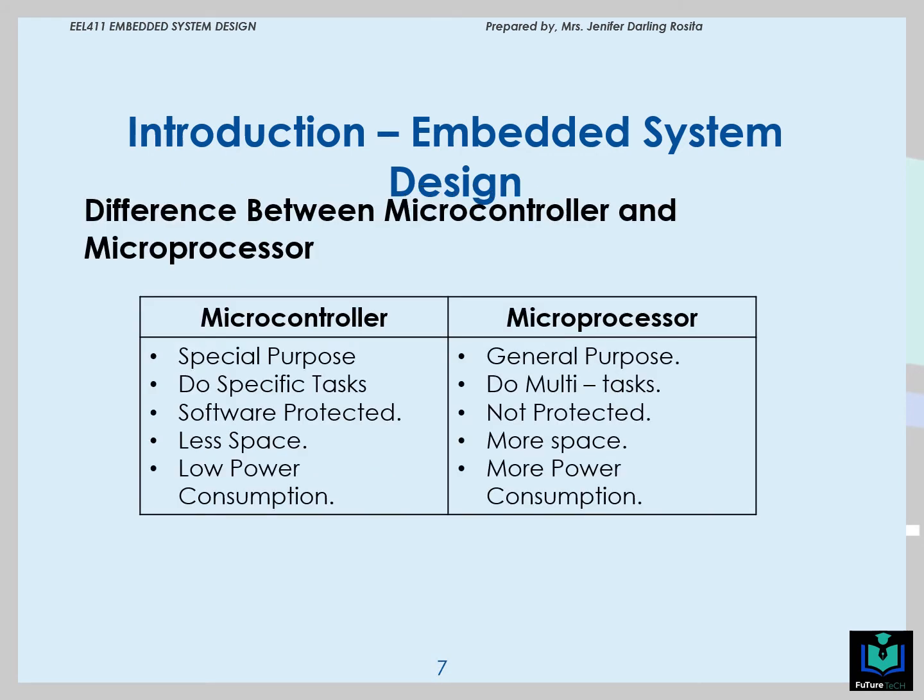Now, as I said in the beginning, there is a difference between a microcontroller and a microprocessor. What is the difference? A microcontroller is the master of the embedded system, and it is the master of controlling all the components. And I said the microprocessor is one of the components present in the microcontroller. So now let us see the difference between a microcontroller and a microprocessor. A microcontroller is designed for a special purpose. A microprocessor is designed for a general purpose.